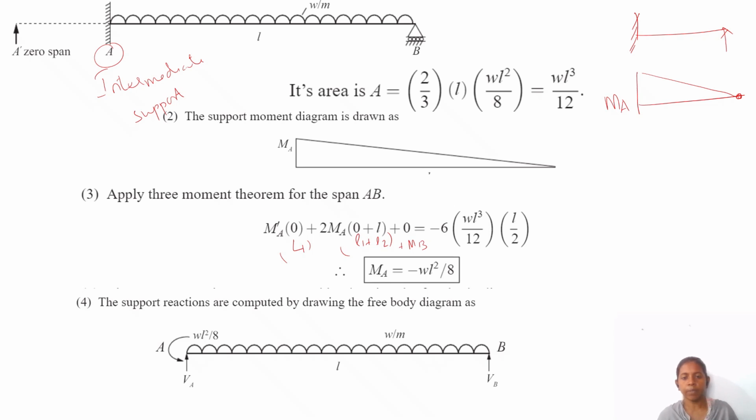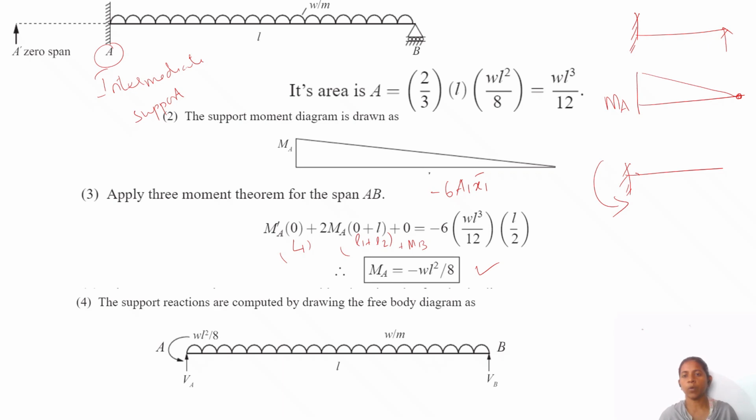So directly we get the right side equation as minus 6 A1 x1 bar. A1 is WL cube by 12. X1 bar is the midpoint of the parabolic bending moment diagram, L by 2. So directly we get MA is WL square by 8. The negative sign indicates the anti-clockwise direction. So it is mentioned here, WL square by 8, and the loading is mentioned here.